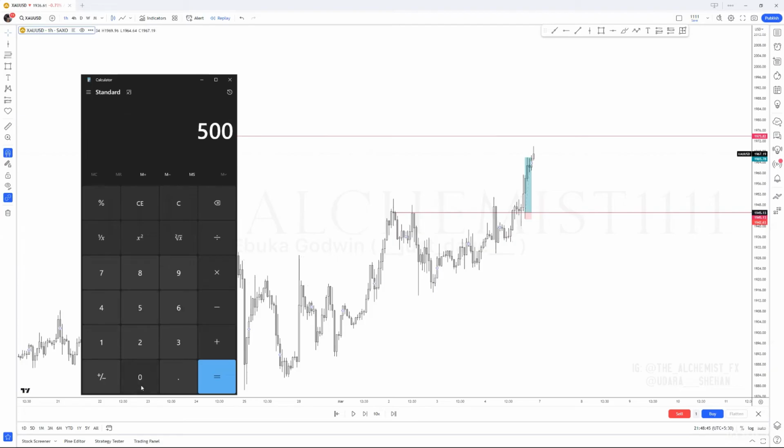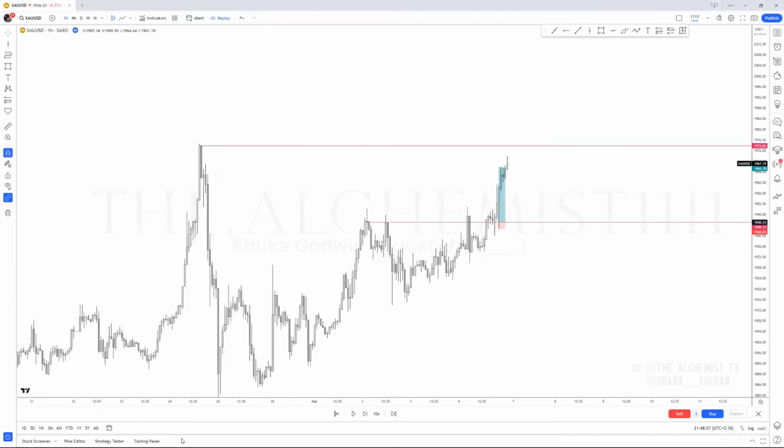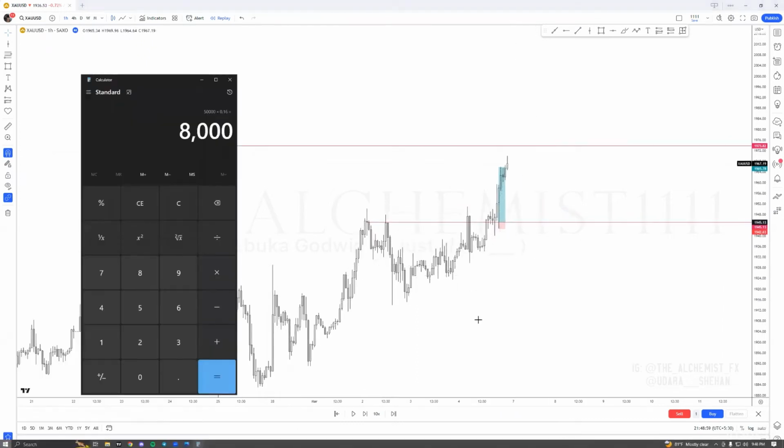16%. Now imagine that on a $50,000 account, on a prop firm account. That's how much you're going to have for the week. And this is not even the best week we had, but still, look at that. It's insane, bro.